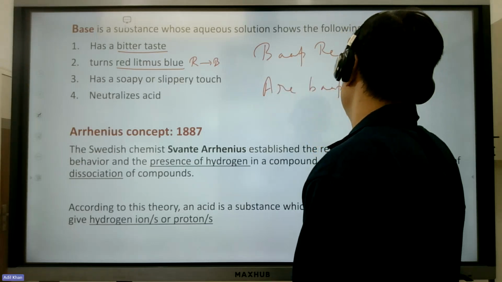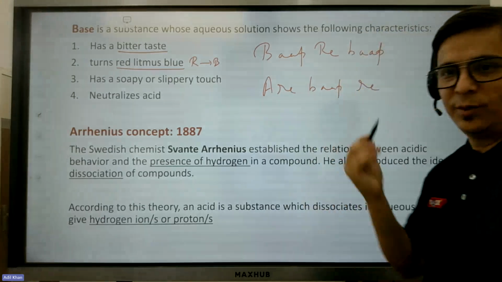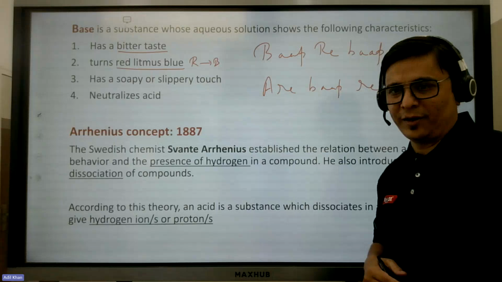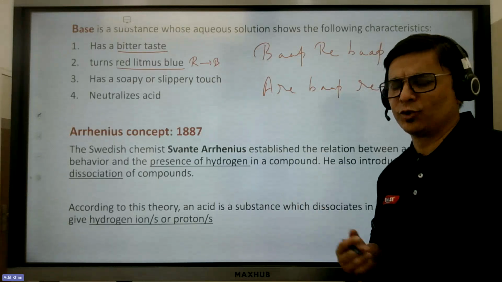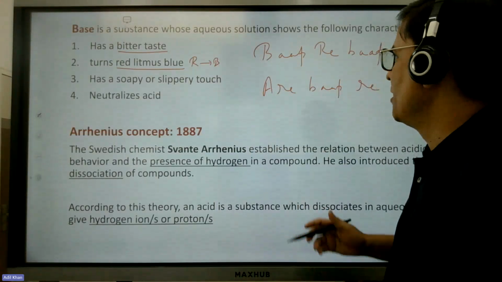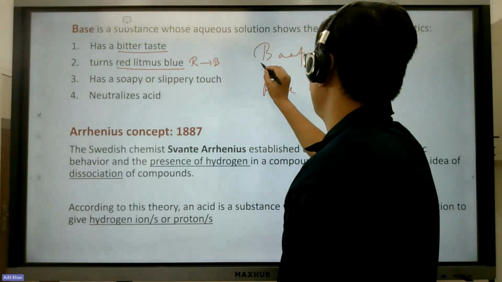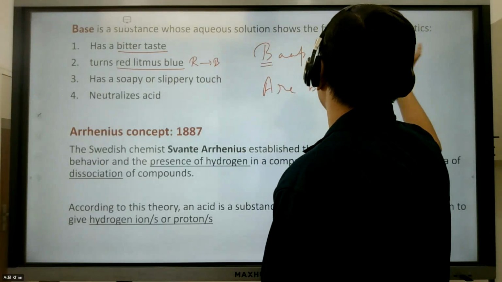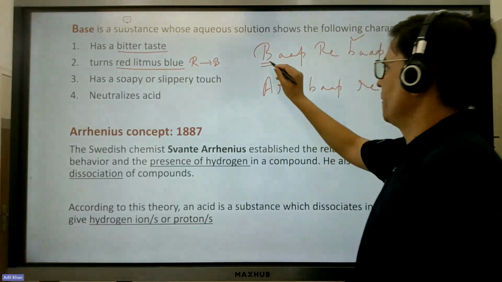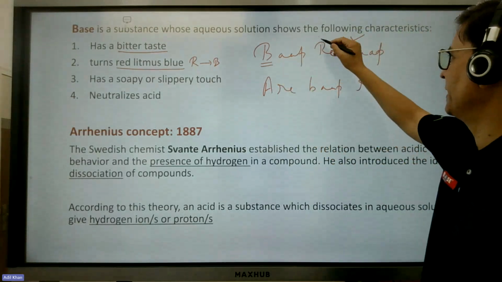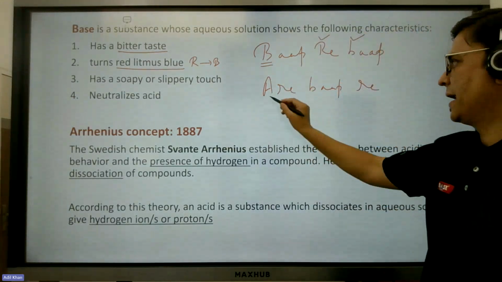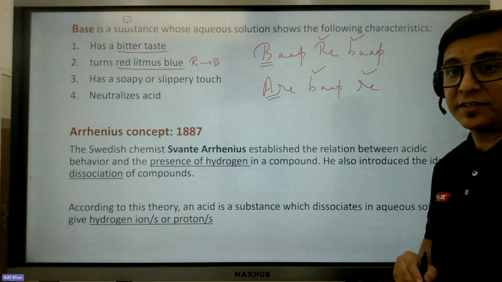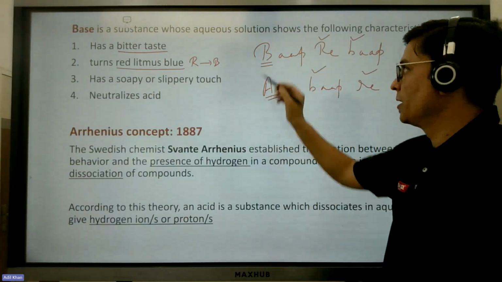When I was your age, a decade back, I made this cheat code, Bapre Bap and Are Bapre, because I was always confused about the color of the litmus. So Bapre Bap stands for: basic solution turns red litmus into blue. B for basic solution turns red litmus into blue. And acidic solution turns blue litmus red. That is Bapre Bap and Are Bapre.